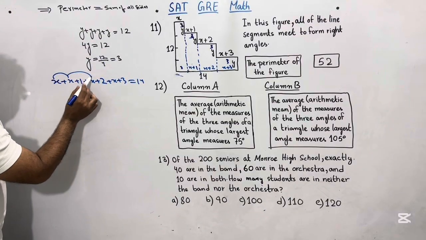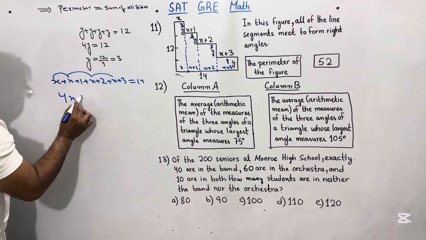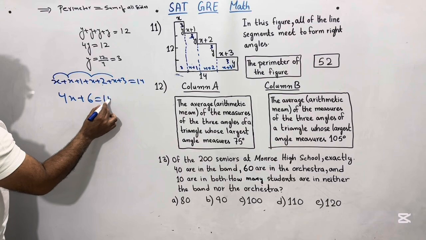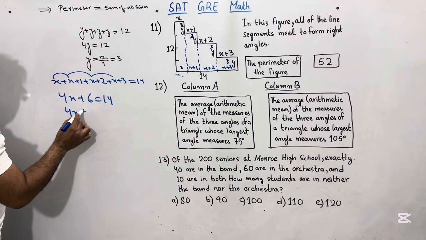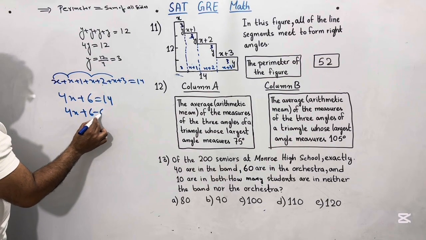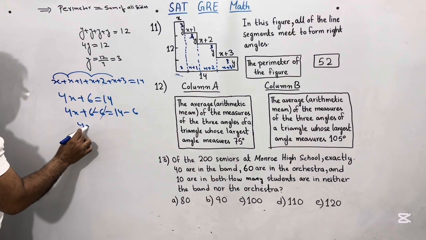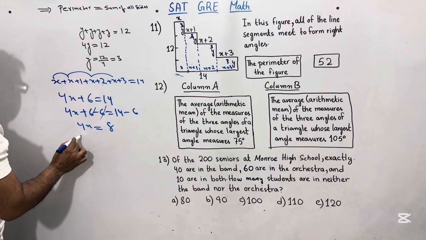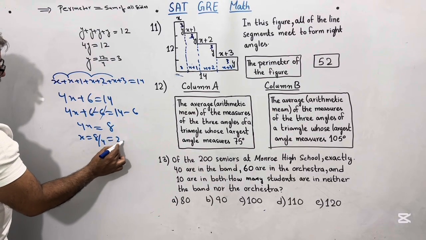x plus x plus x plus x is 4x. 1 plus 2 is 3, 3 plus 3 is 6, which is equal to 14. Solve for x. We have 4x plus 6 equals 14. Subtracting 6 from both sides, we have 4x is equal to 8. Dividing by 4, we have x is equal to 8 over 4. So our x is 2.